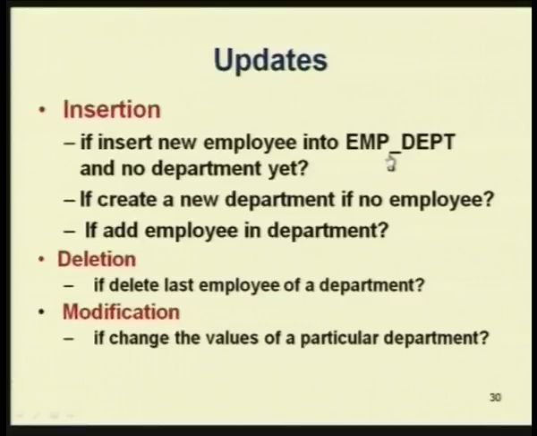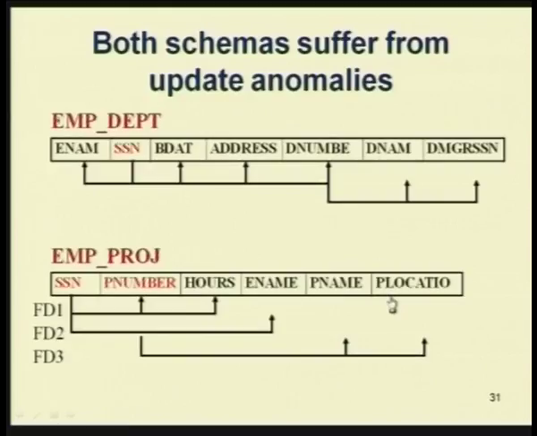If you insert a new employee into employee department and there is no department yet, what will happen? Again, if you create a new department with no employee, what will happen? This is similar to what we saw for project. If you add an employee in the department, what happens? If you delete the last employee of a department, what happens? And if you change the values of a particular department, we have discussed these issues. So, both the schemas that we have discussed suffer from update anomalies. We will come to what these arrows mean later.